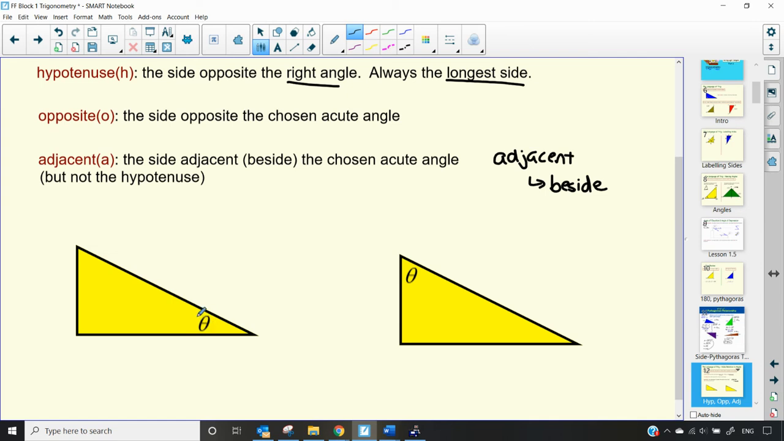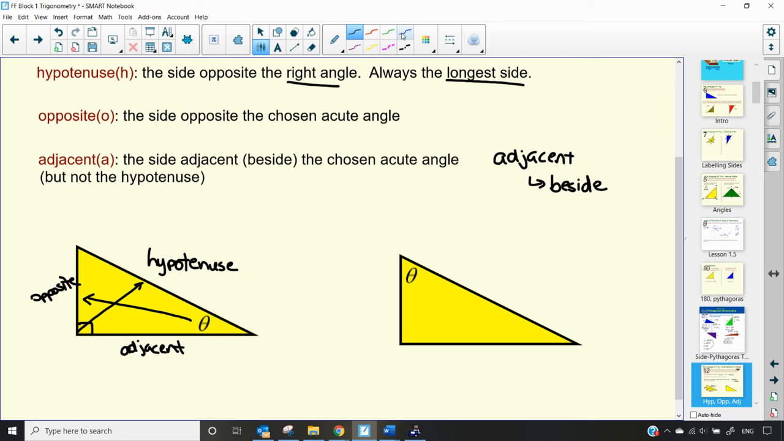So if my angle is right here, looking across the triangle, this would be called opposite. And I would have my 90 degrees here. Looking across from 90 degrees, this would be hypotenuse. So across from 90 degrees is always hypotenuse. And then if I have opposite and hypotenuse, this last side here is adjacent. And notice that this is the side that's beside my angle.